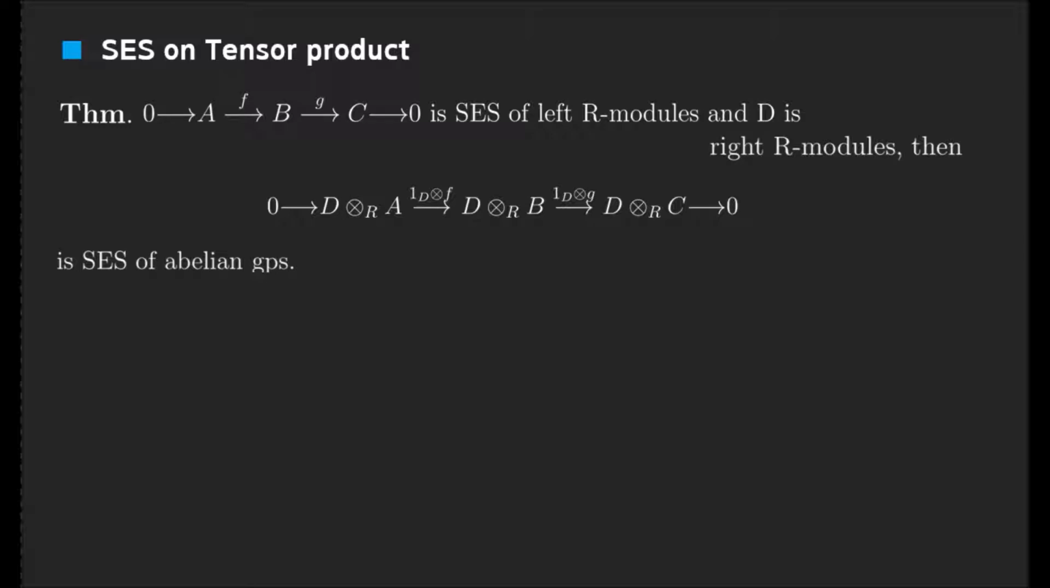Now, let's talk about split exact sequences on the tensor product. As we saw, for projective or injective modules, the split exact sequence property always exists. Of course, for the tensor product, the split exact sequence property also exists. So let's read the theorem. If 0 to A to B to C to 0 is a split exact sequence of left R-modules and D is a right R-module, then the following sequence is also a split exact sequence of abelian groups.